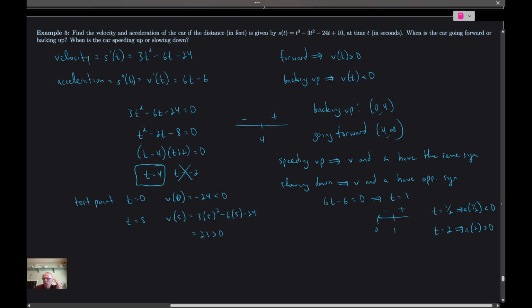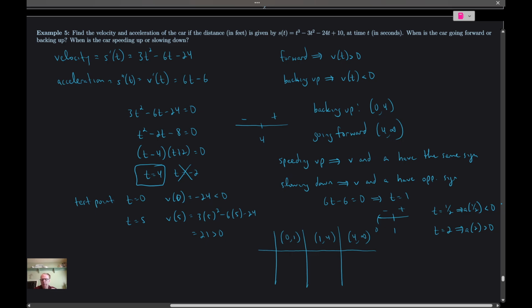Okay, so now what are the intervals where we have the same sign? What are the intervals where we have different signs? I'd kind of like to make a table of this. So let's make our intervals here. 1 and 4 are the critical points. We start at 0 because we're talking about time. 0 to 1, 1 to 4, 4 to infinity. So 4 is the critical point with the velocity, 1 is the critical point with the acceleration. We need to consider both.